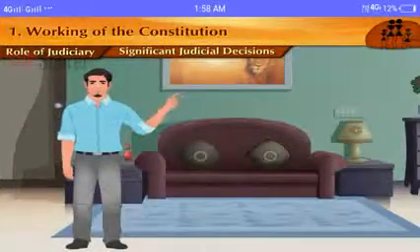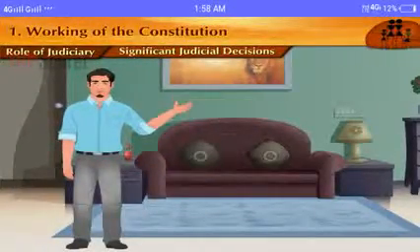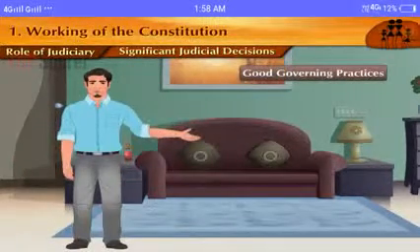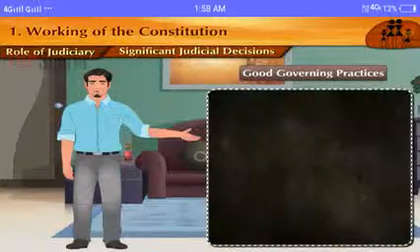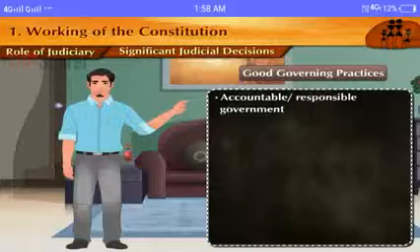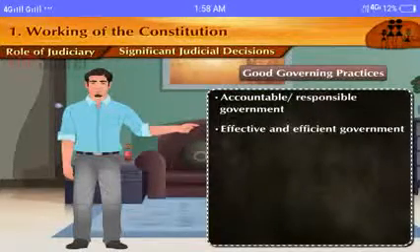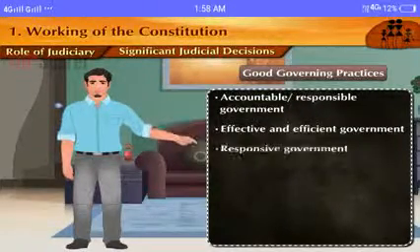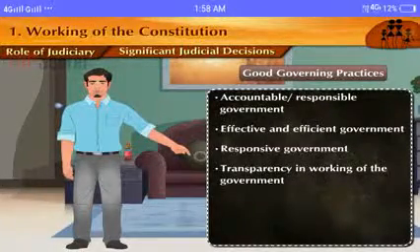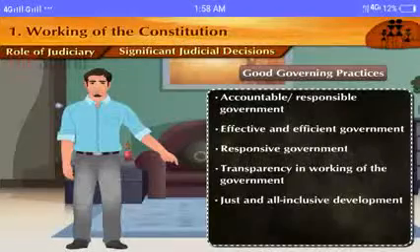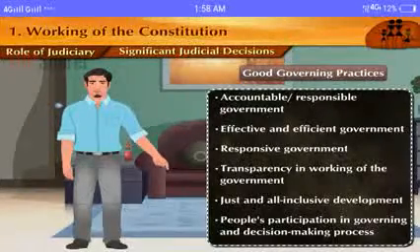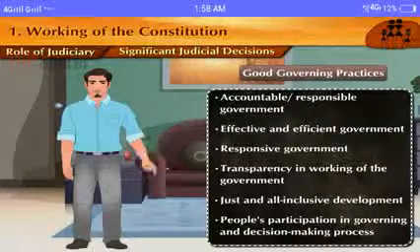Democracy requires good governance and equally efficient governing practices. So, what are these good governing practices? Let me tell you. Accountable or responsible government. Effective and efficient government. Responsive government. Transparency in working of the government. Just and all-inclusive development. People's participation in governing and decision-making process.